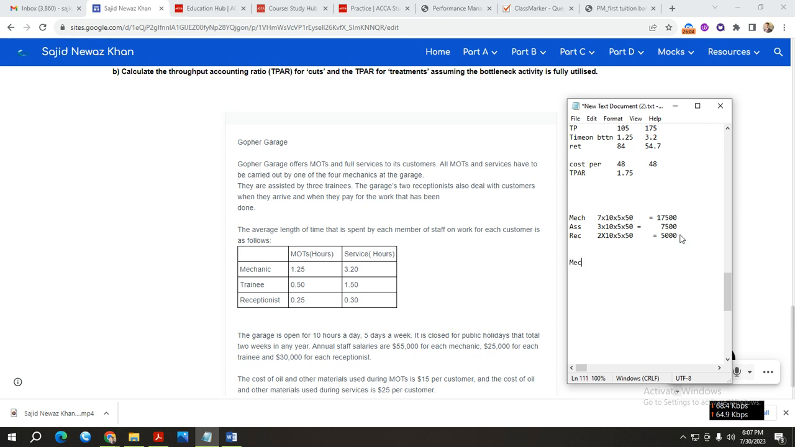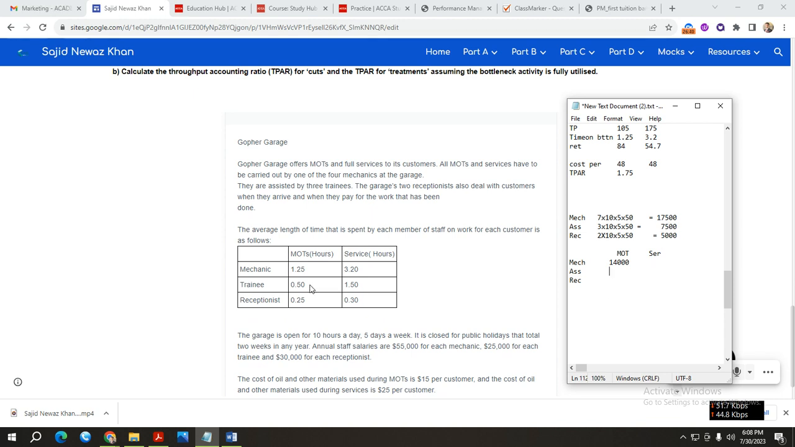Let's see how many services the mechanic, the assistant, and the receptionist can give in terms of MOTs and services. So 17,500 hours available, and if a mechanic takes 1.25 hours each, that means the mechanic can do, you can do the math on your calculator, 14,000 MOTs. How many can the assistant do?